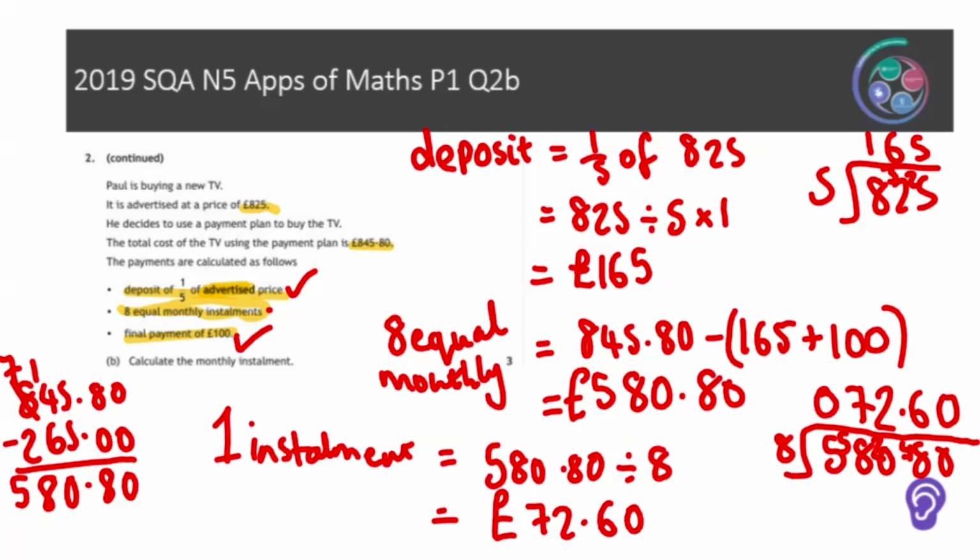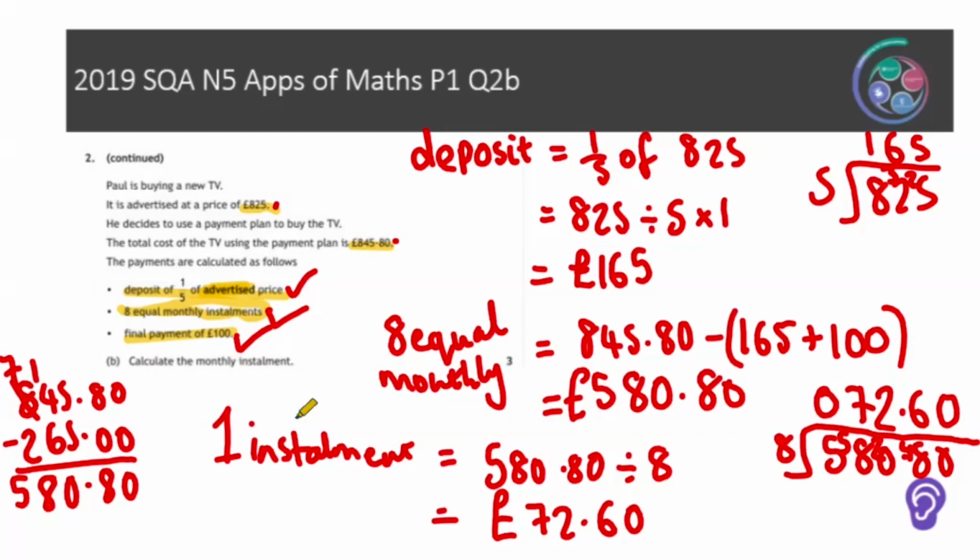I've dealt with my 8 equal monthly instalments. I'm just going to double check, have I dealt with all my information? I've dealt with the advertised price, I've dealt with the full price, got the deposit, the 8 equal monthly instalments, the final payment. So there's no information the question's given me that I've not dealt with. Always go back and double check, because that'll give you a hint if you've missed something out or made a mistake. And then I'm checking, have I answered the question, asked me to calculate the monthly instalment.